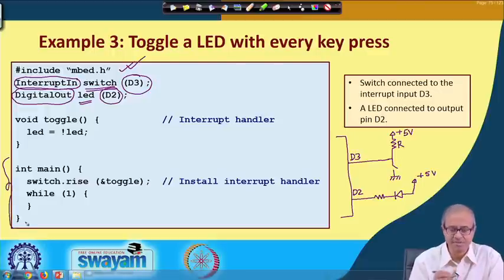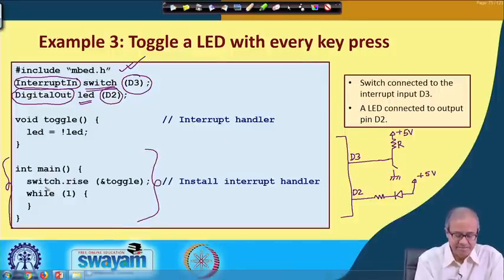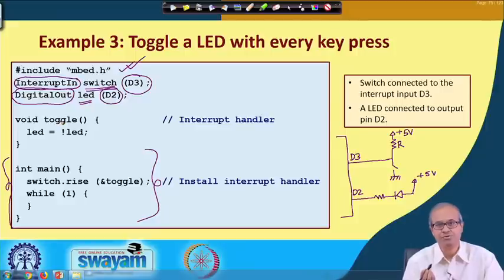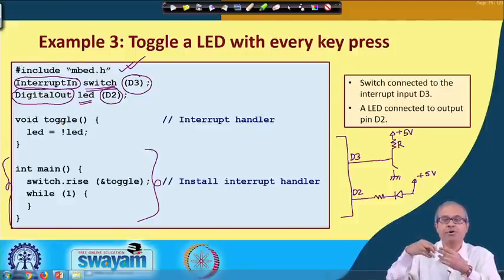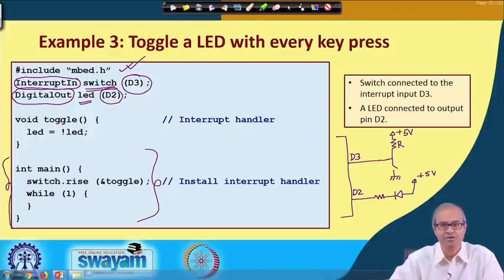Let us see what we have done in the main function. Here we have first made a call to rise. Switch is the object we have created. Switch dot rise means I am calling this function in connection with the object switch, and I have given ampersand toggle, meaning the address of toggle. Toggle is the name of a function, which means whenever there is a rising edge on that interrupt input, automatically the function toggle will get called.